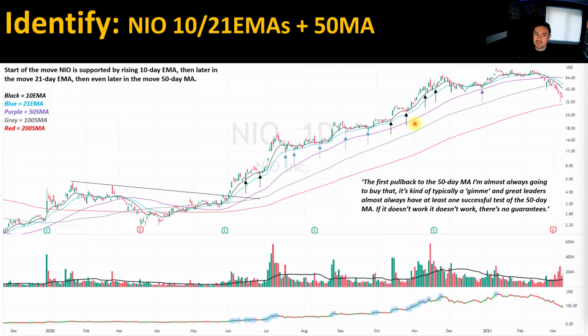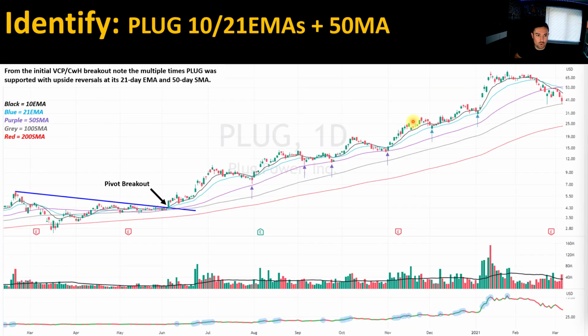And on many of these bars that I pointed to, they are upside reversals where Charles is entering a position. Interesting. You're going to learn a little bit more about that. So let's do some reps and sets. So this one here is Plug Power.